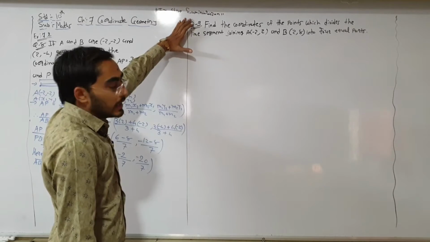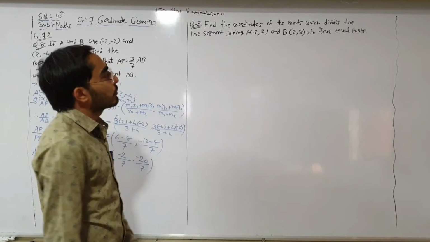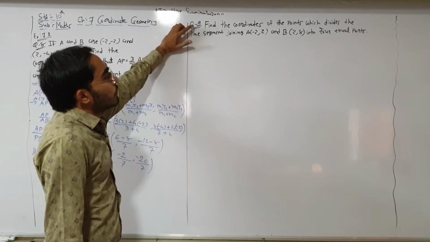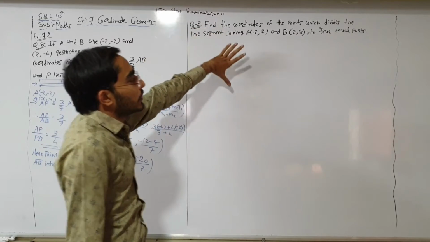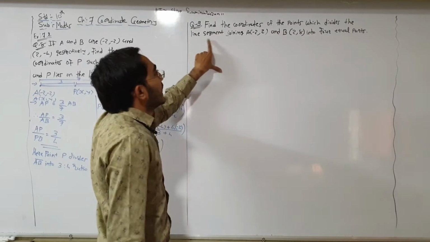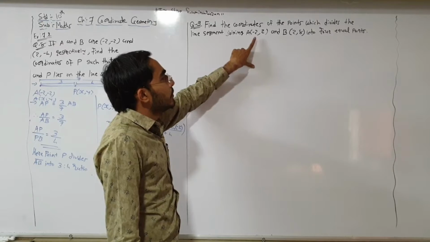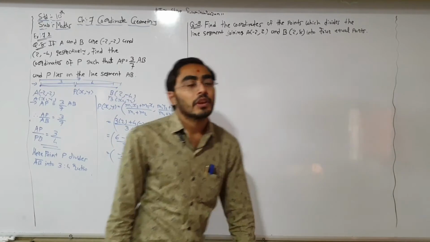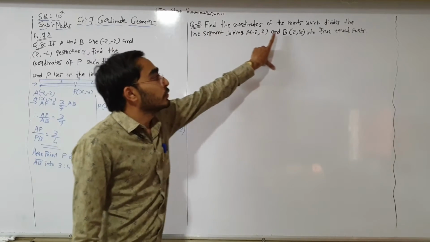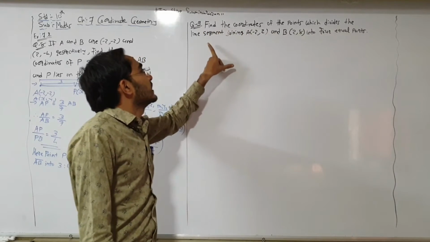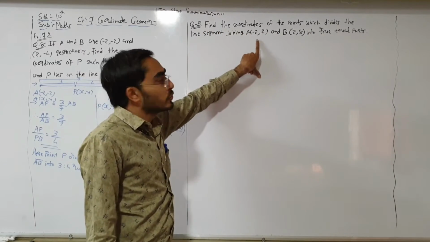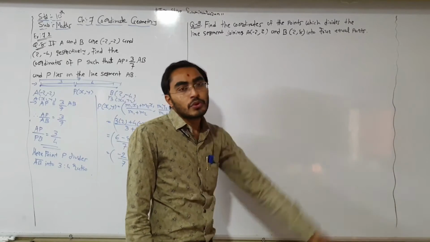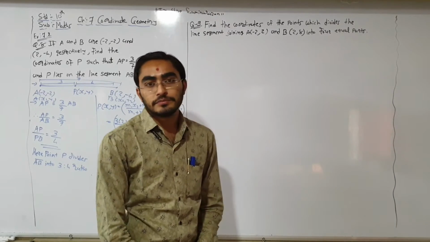Question number 9. First of all, read this question. Find the coordinates of the points which divide the line segment joining A(-2, 2) and B(2, 8) into 4 equal parts.